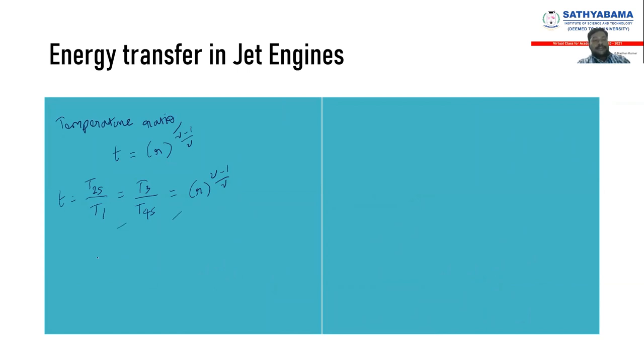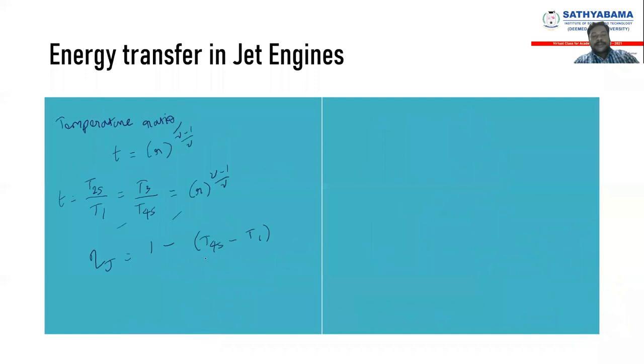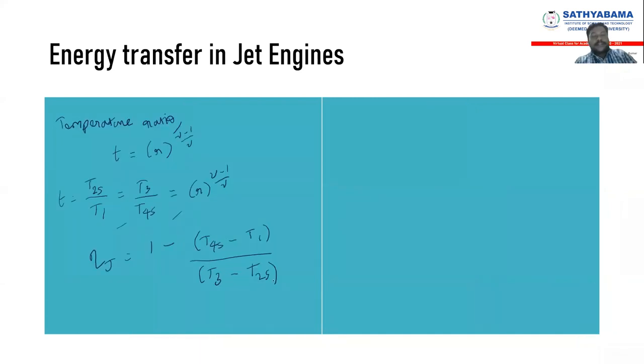And then what is our air standard efficiency now? The air standard efficiency is given by 1 minus T4S minus T1, divided by T3 minus T2S, right? And now what I am going to do is eliminate the first one, that is, T1 in the numerator.